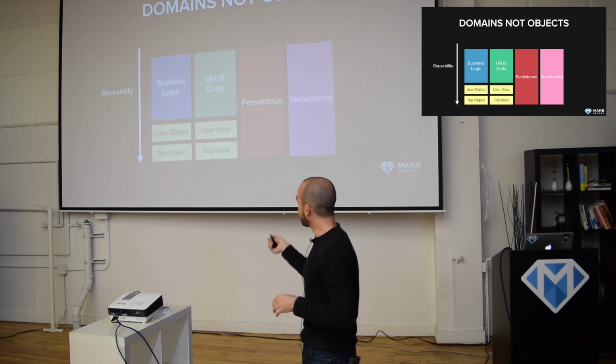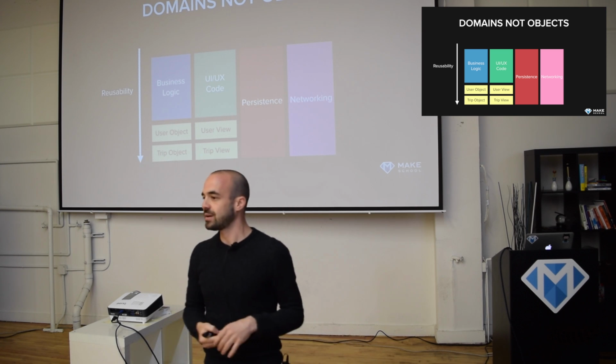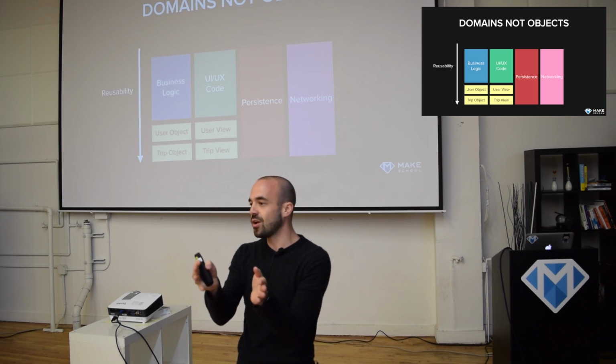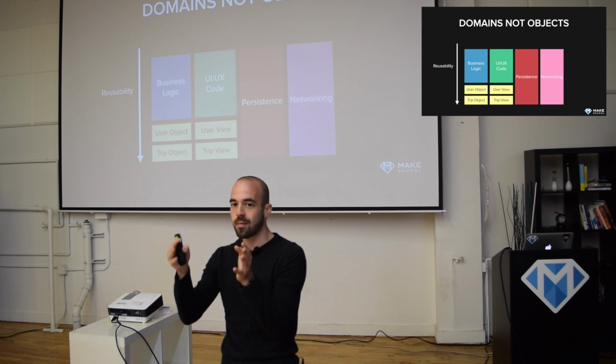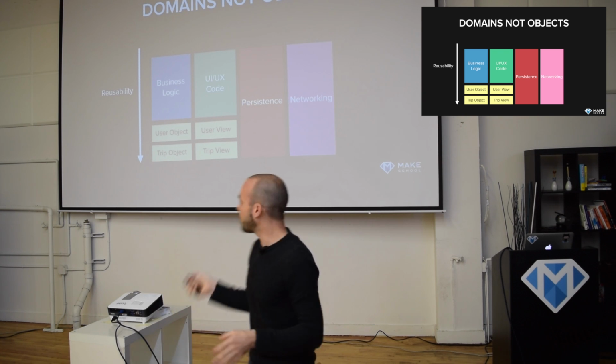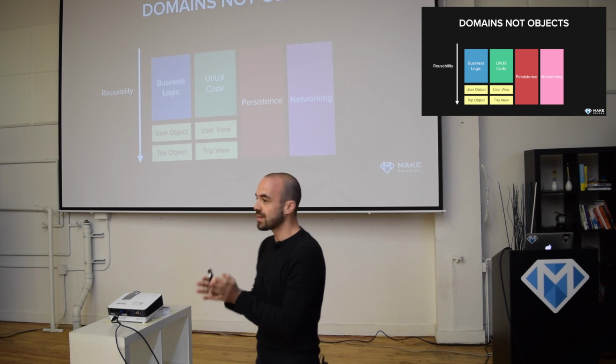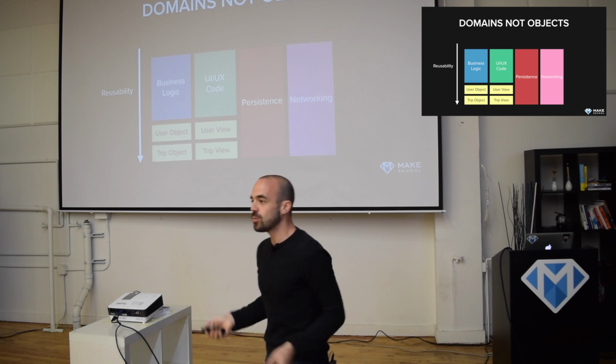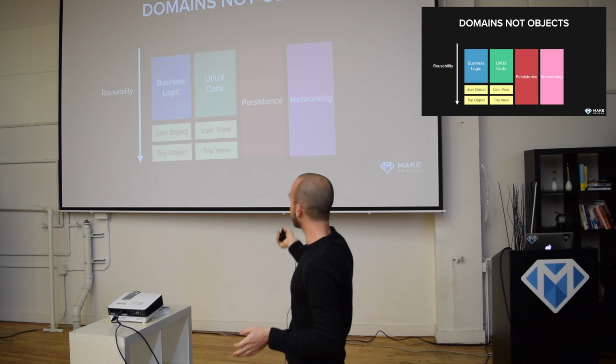For example, the UI code will be very specific for each different type of object. But you don't want to have a user object that knows how to talk to a database and also knows how to represent itself on screen. Instead, you want a user view that is simply responsible for displaying a user. And then you want code that is related to persistence or networking in a separate class.